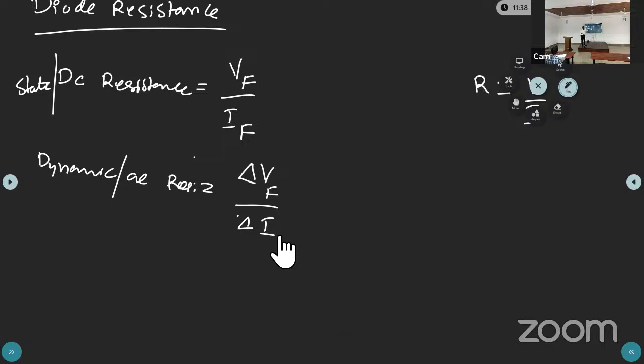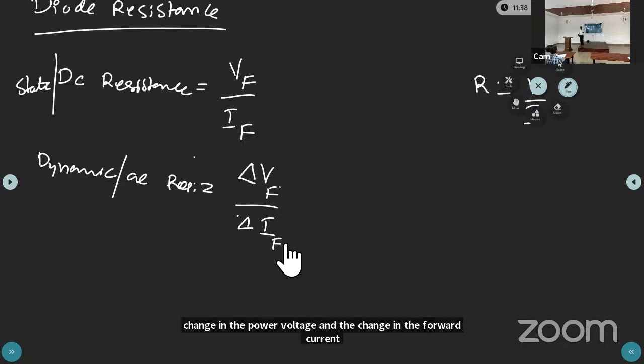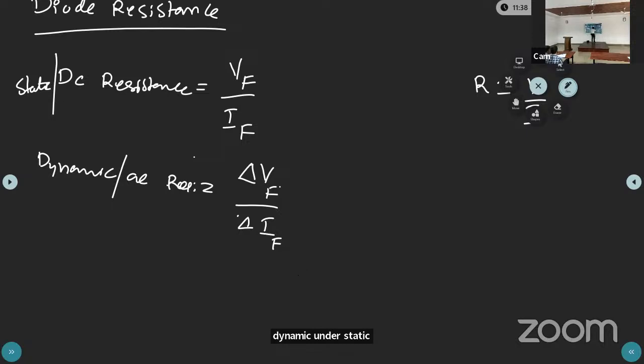Similarly here also, if you are taking one point, that is called the static resistance. If you are taking multiple points, the average change in the forward voltage and the change in the forward current is called the dynamic resistance, as opposed to static resistance.